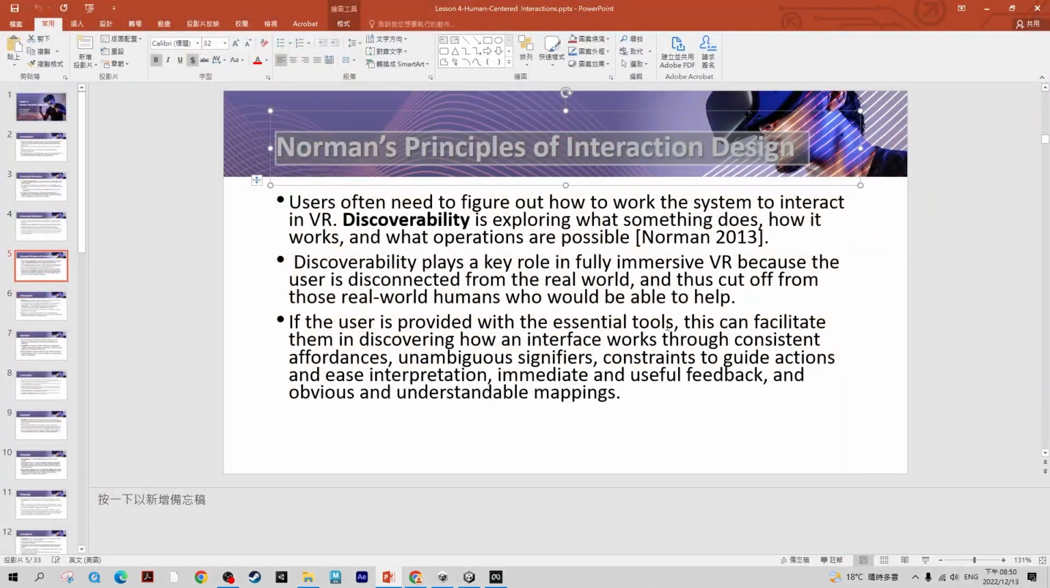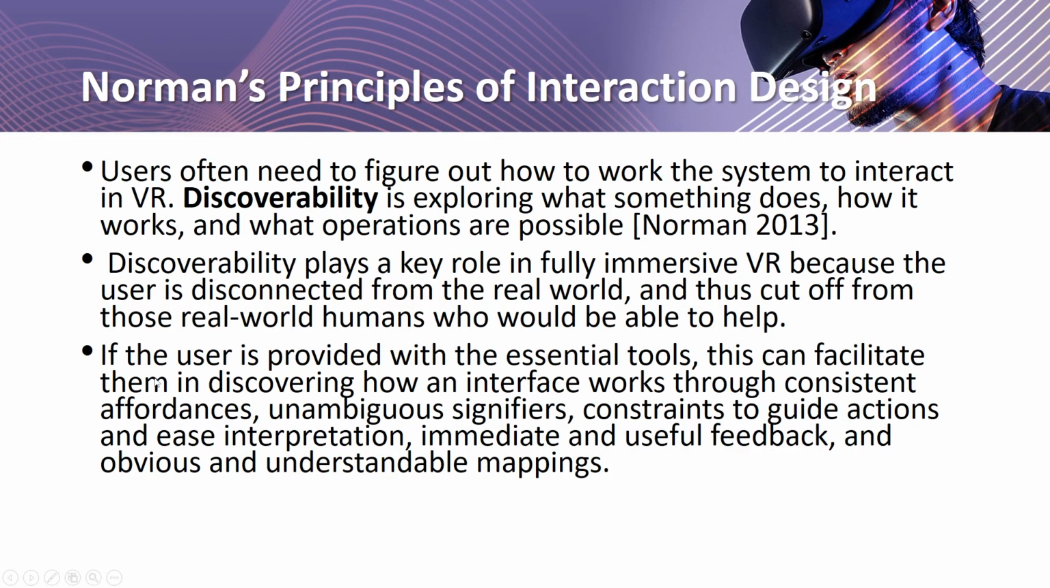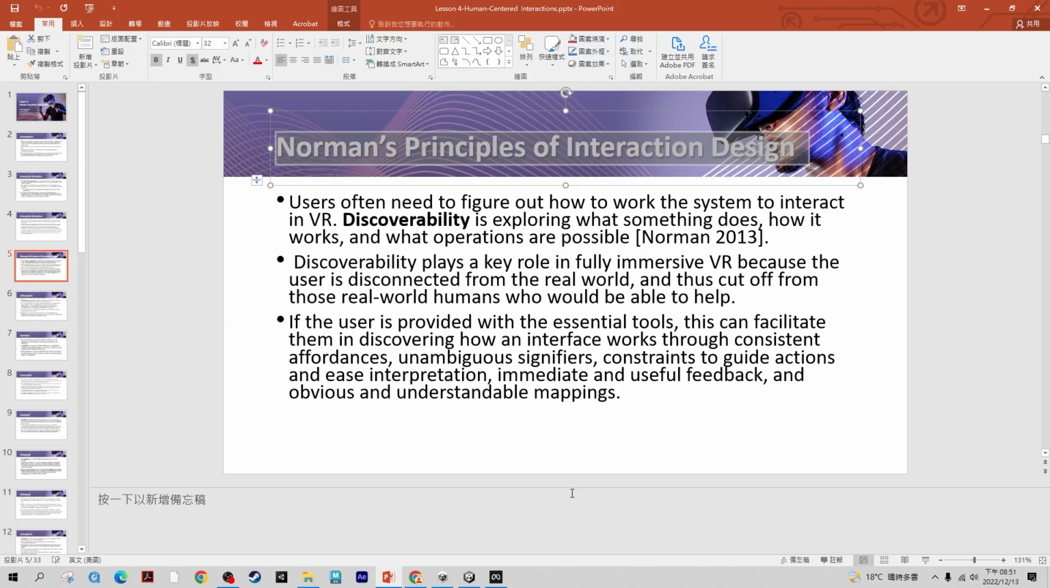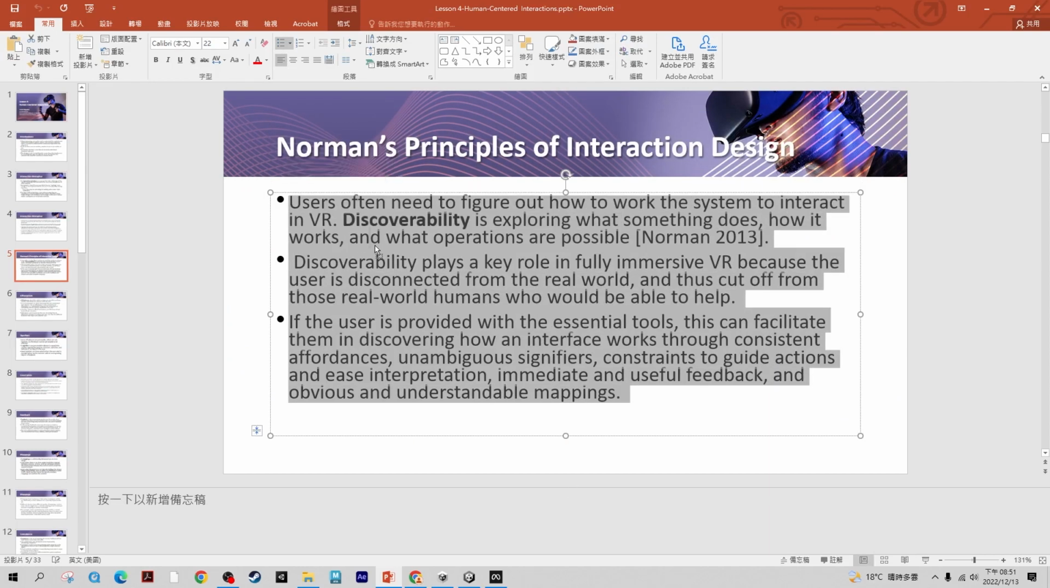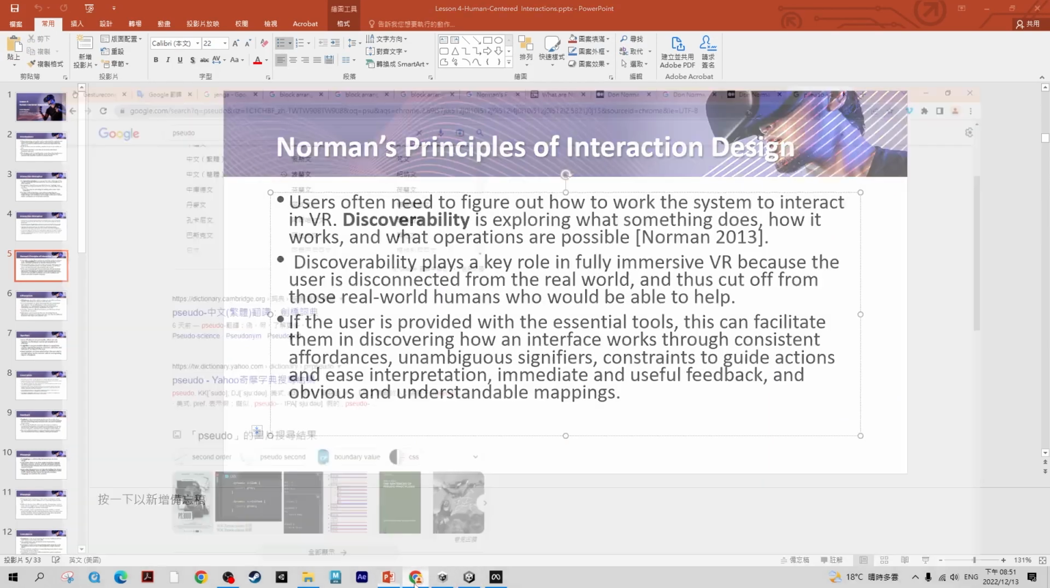Let me go back to this one. Theoretical part. If the user is provided with essential tools, this can facilitate them in discovering how an interface works through consistent affordance and unambiguous signifiers, constraints to guide the actions and easy interpretation, immediate and useful feedback, and obvious and understandable mapping. I'm going to translate this one in there. Maybe then you can help to translate the rest of the stuff.